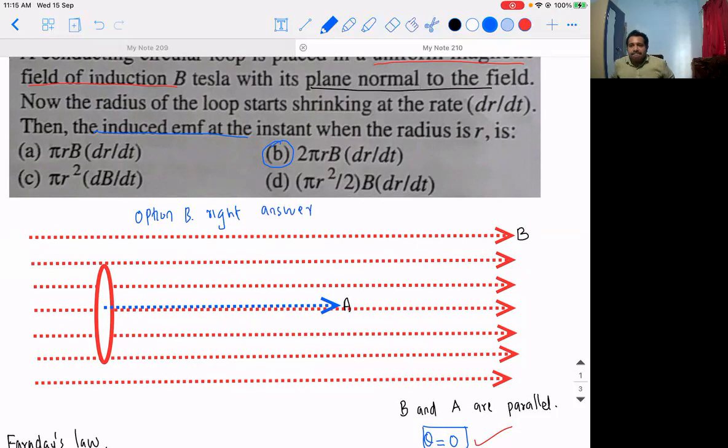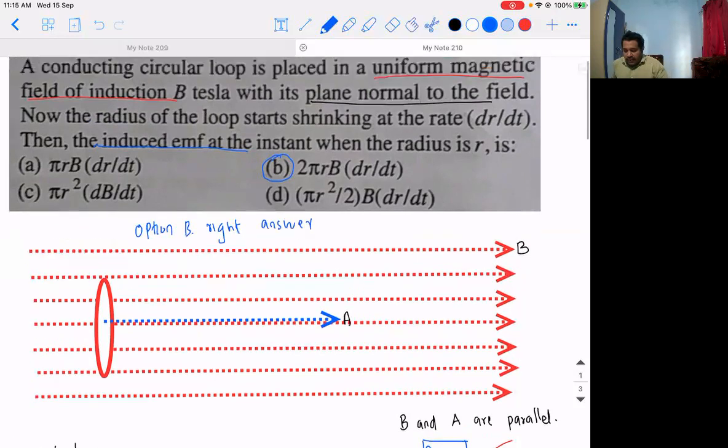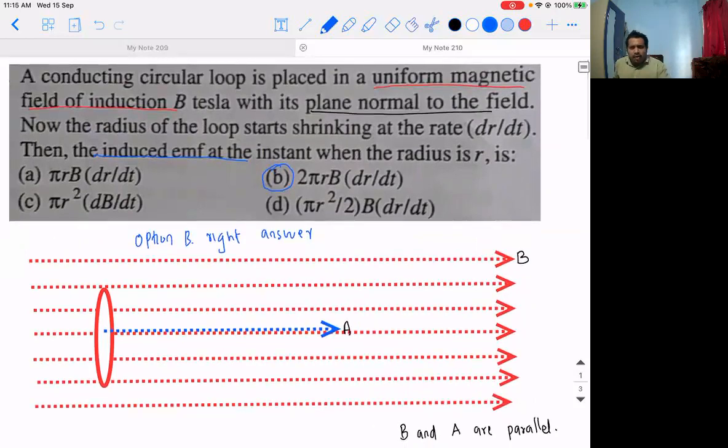So that's all for the day. I hope you got the idea. So this is how we are doing this question. Very simple concept. Using the concept of Faraday's law, we solve this question. Thank you very much. We'll meet again with a different video.